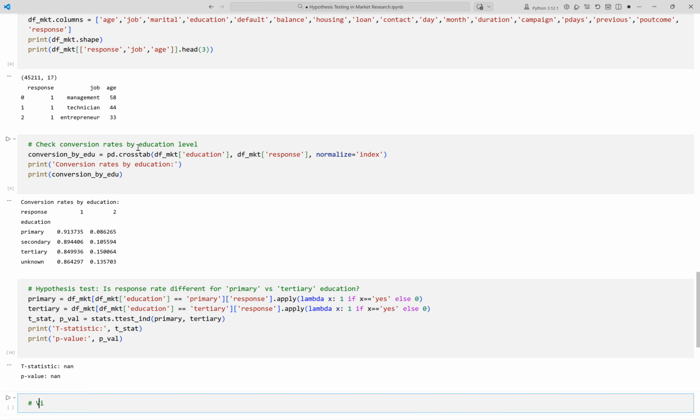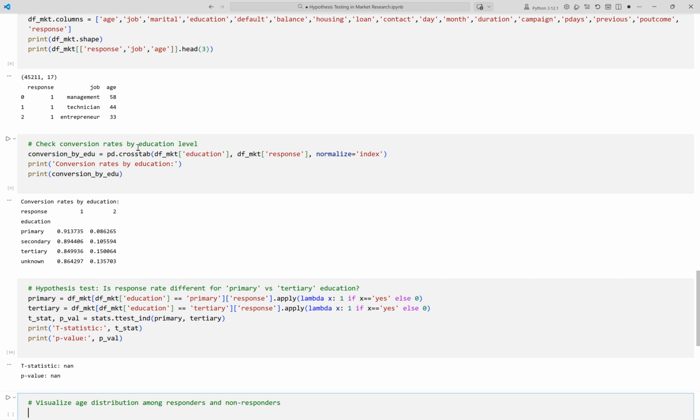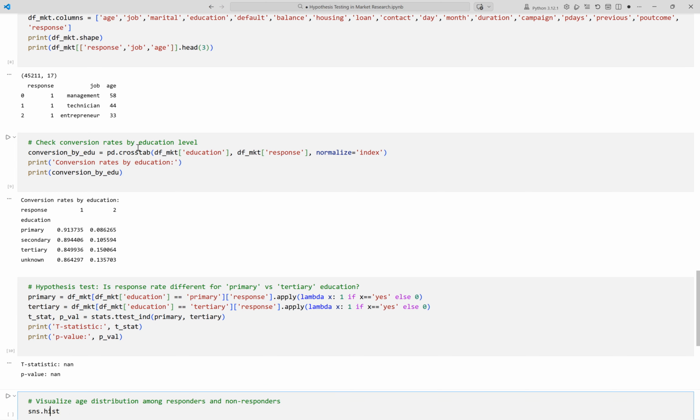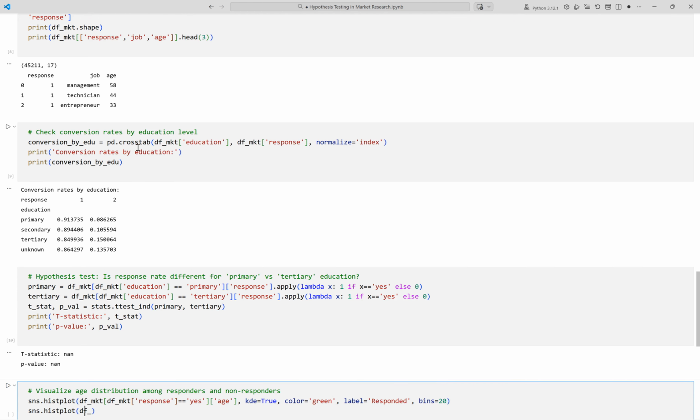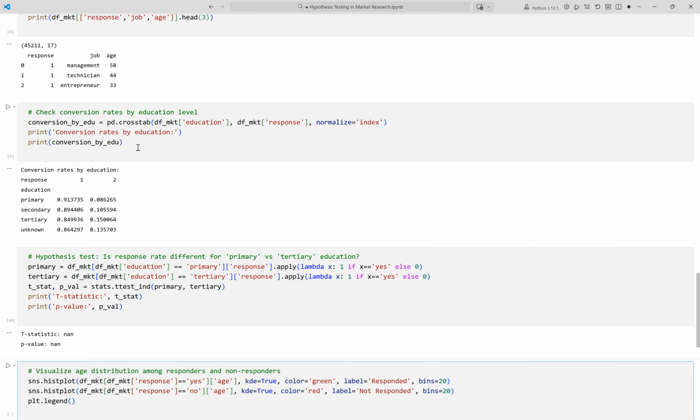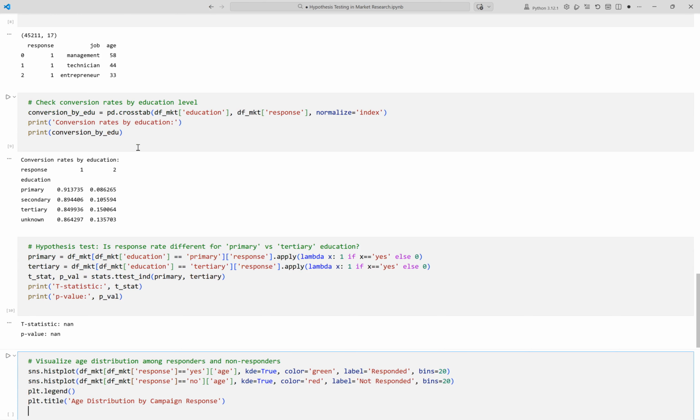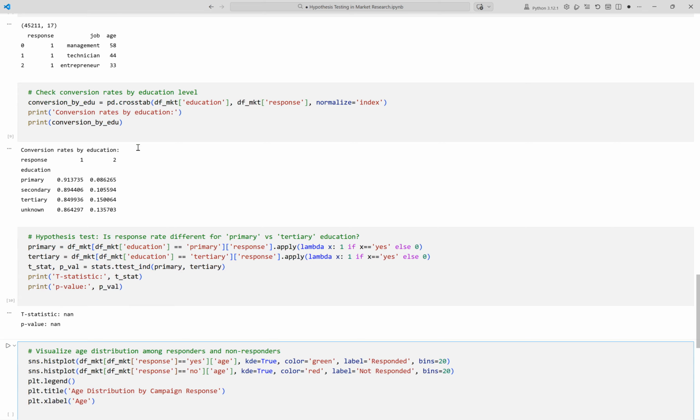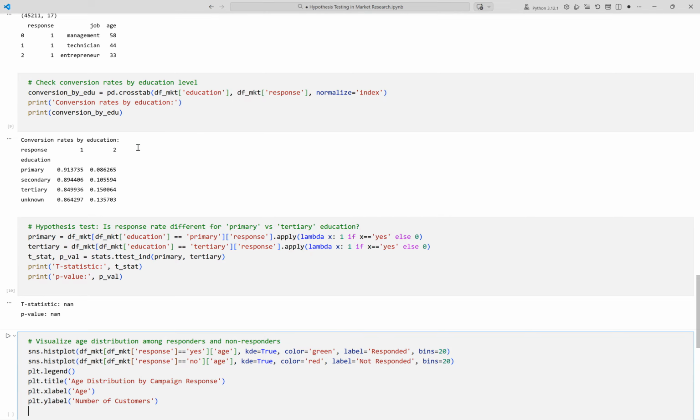Visualizing customer age for those who responded and those who did not helped spot campaign targeting opportunities. We plot the distribution of age for responders in green. We plot non-responders in red. Both groups appear in one chart with labels for comparison. The plot title explains its use for business review. We label axes for age and group size. The final plot reveals any visually observable age pattern.